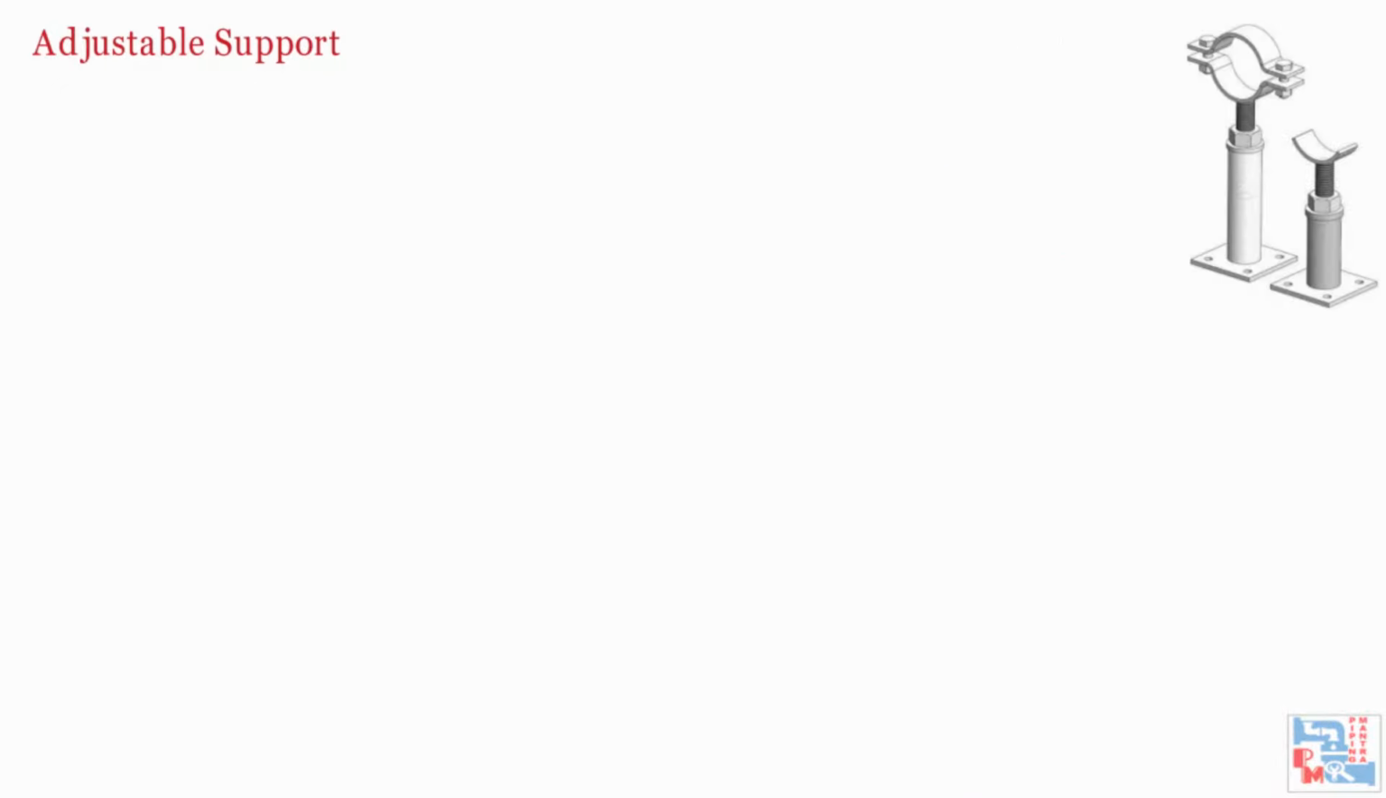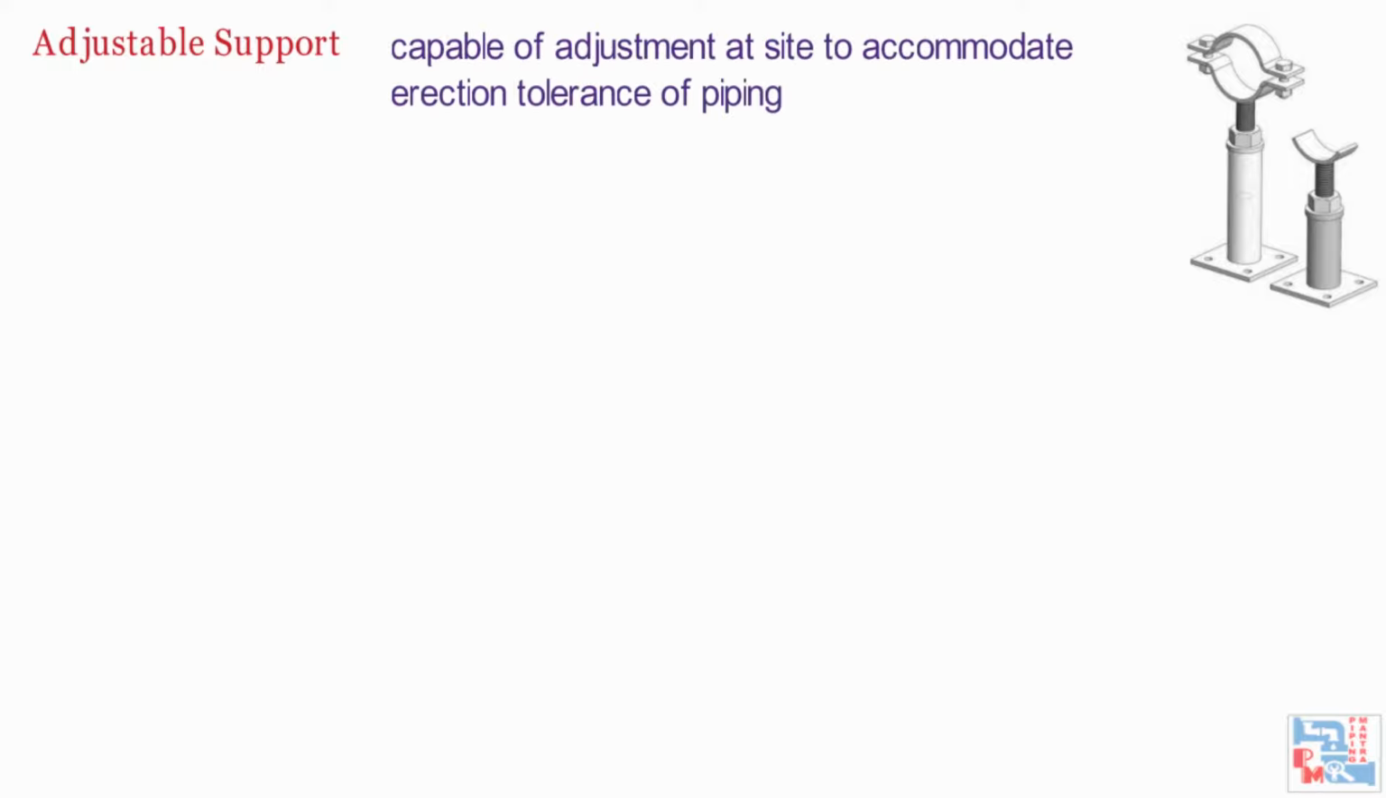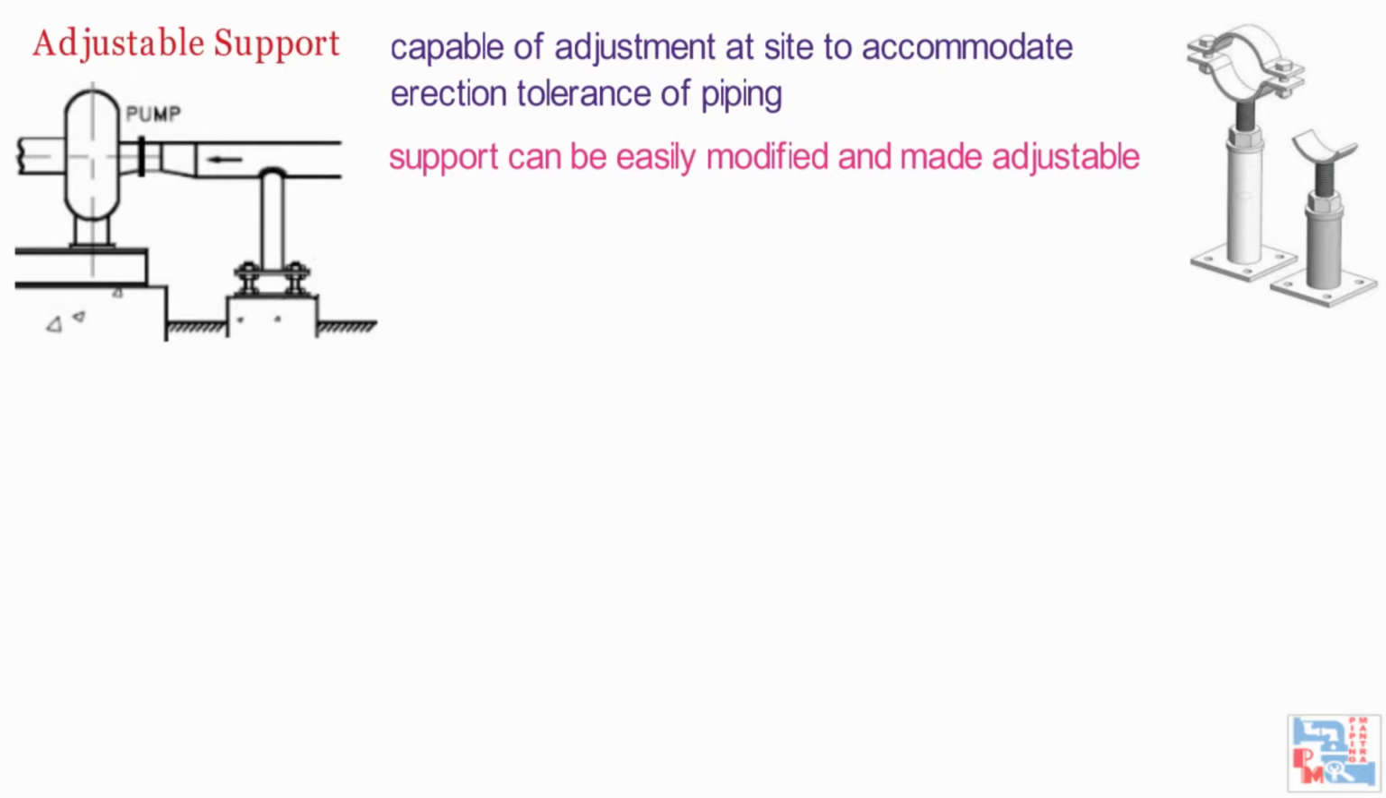As the name suggests, this type of support is capable of adjustment at site to accommodate erection tolerances of piping. Basically, all types of supports can be easily modified and made adjustable. A typical example of a support at pump suction is shown on your screens right now. These types of supports are generally used as rest supports.